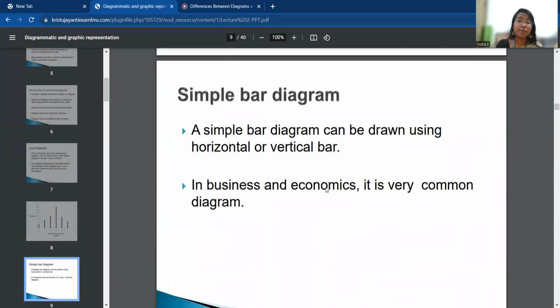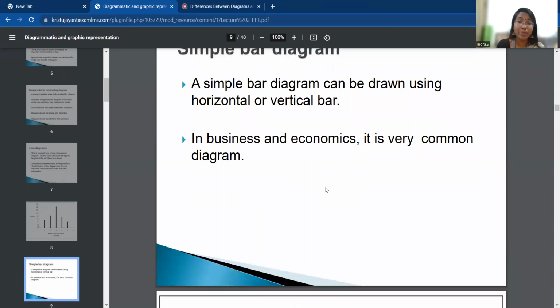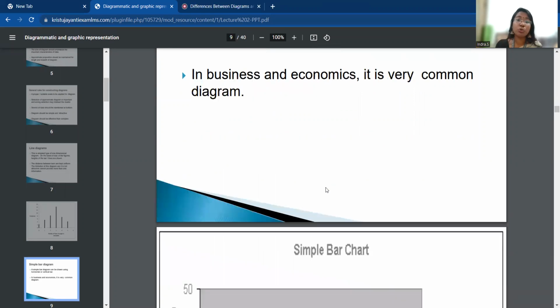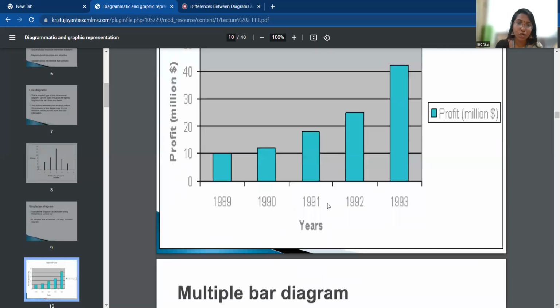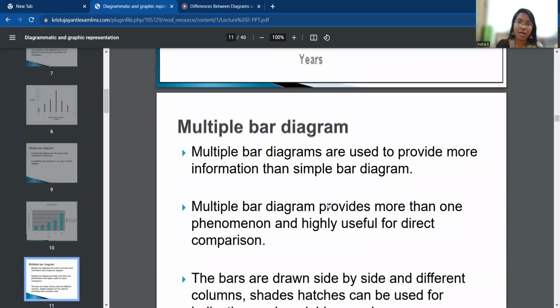Simple bar diagrams are drawn using either horizontal or vertical bars. In business or in economics, it is very common to have these types of diagrams. So this is how a simple bar diagram looks. If you could see here, the bars are equal and uniformly arranged. It is uniformly constructed. Each size, the breadth and the length, everything is uniformly constructed. So it is called a simple bar diagram.